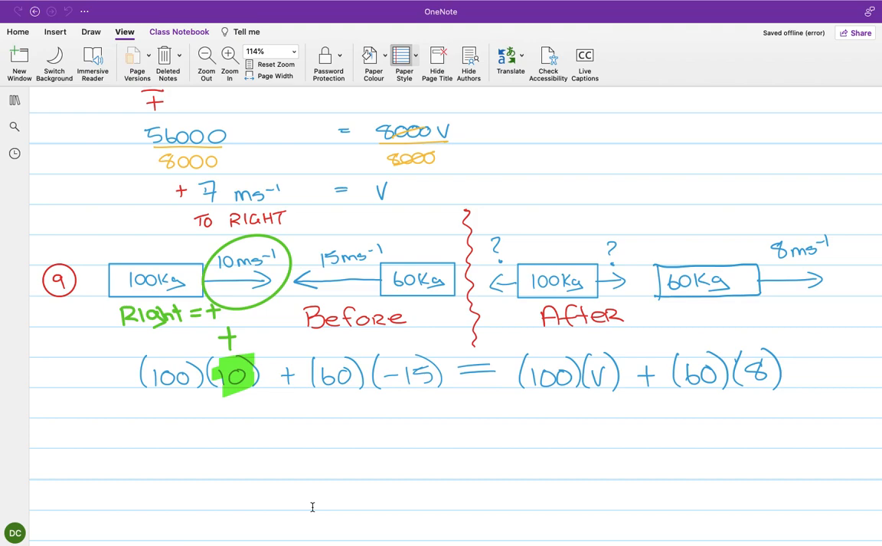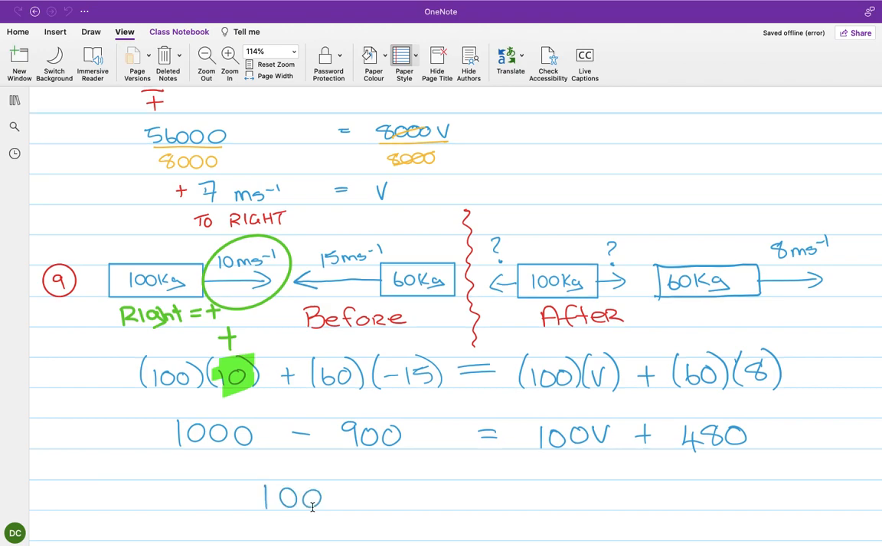Okay, so 100 by 10 is 1,000. 60 multiplied by minus 15 is minus 900. 100 by V is 100V. And 60 by 8 is 480. 1,000 take away 900 is 100. And that's 100V plus 480. Basically we're going to go about isolating that.